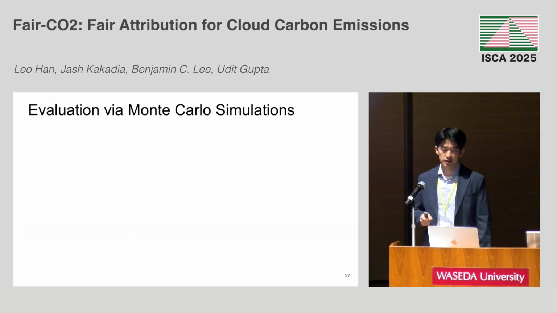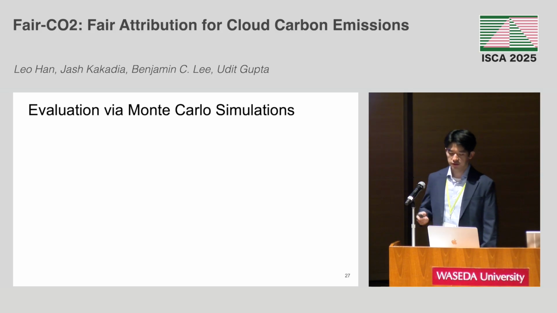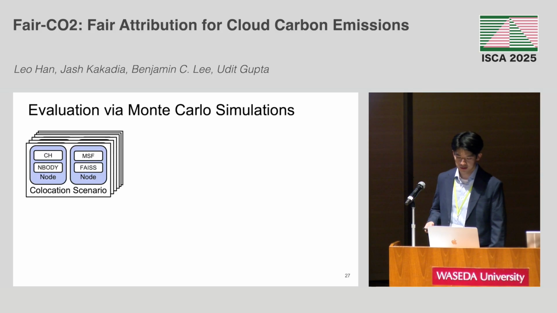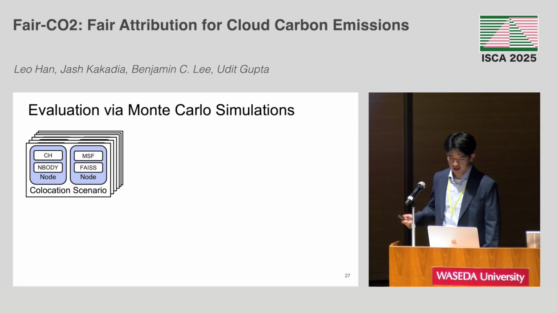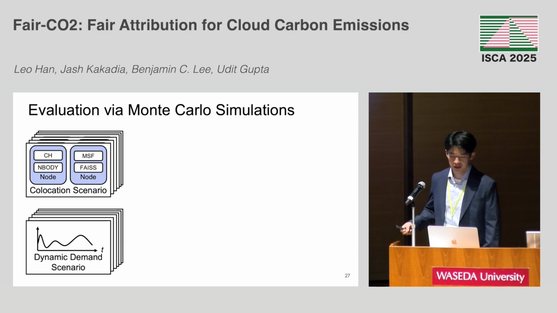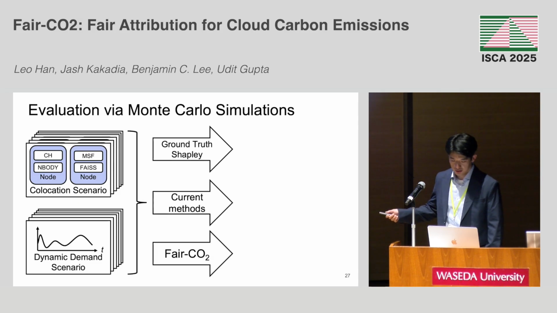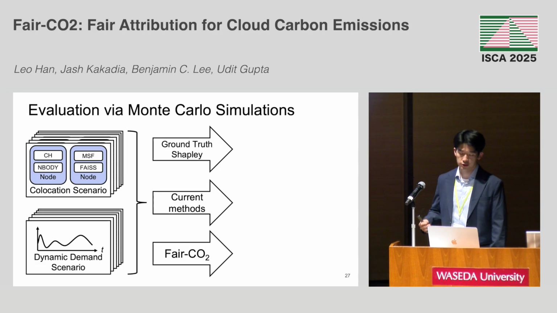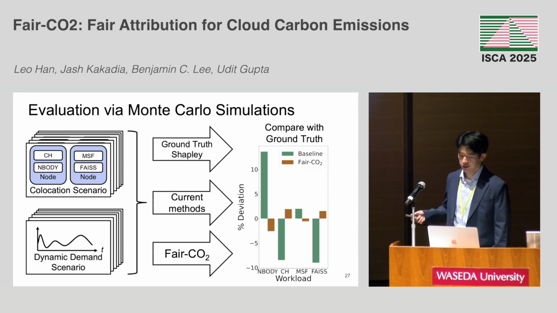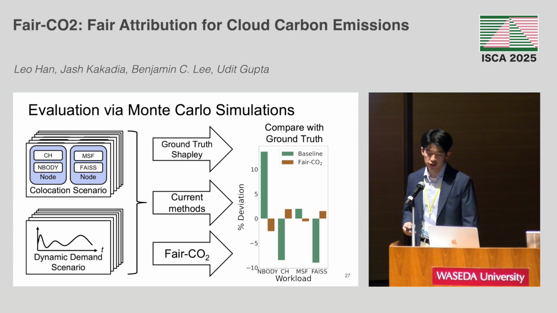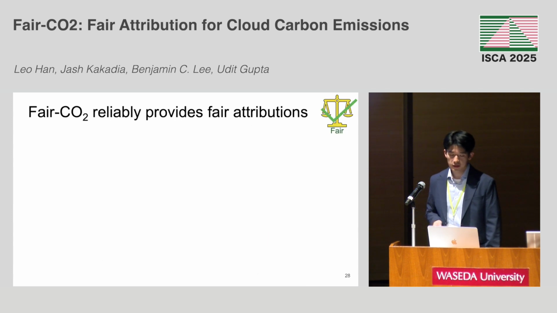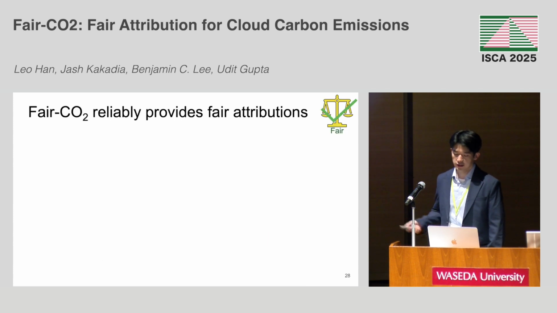We use Monte Carlo simulations to evaluate both Fair-CO2 and baseline current methods. Across 10,000 randomly generated scenarios of workload collocations and 10,000 randomly generated scenarios of dynamic demand, we apply the ground truth Shapley method, the baseline current methods, and Fair-CO2 to generate per workload carbon attributions. We then compare the baseline and Fair-CO2 against the Shapley value ground truth, using percentage deviation as a measure of fairness. Across the simulation scenarios, we looked at overall fairness.